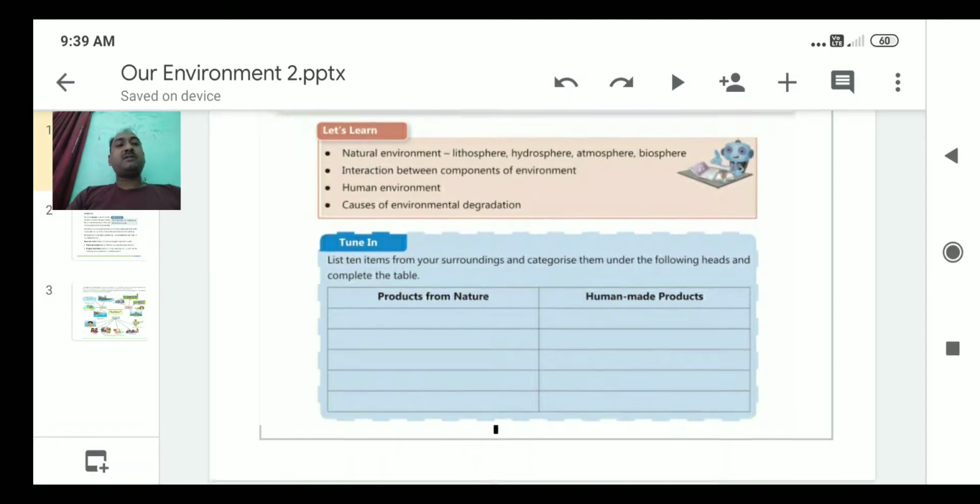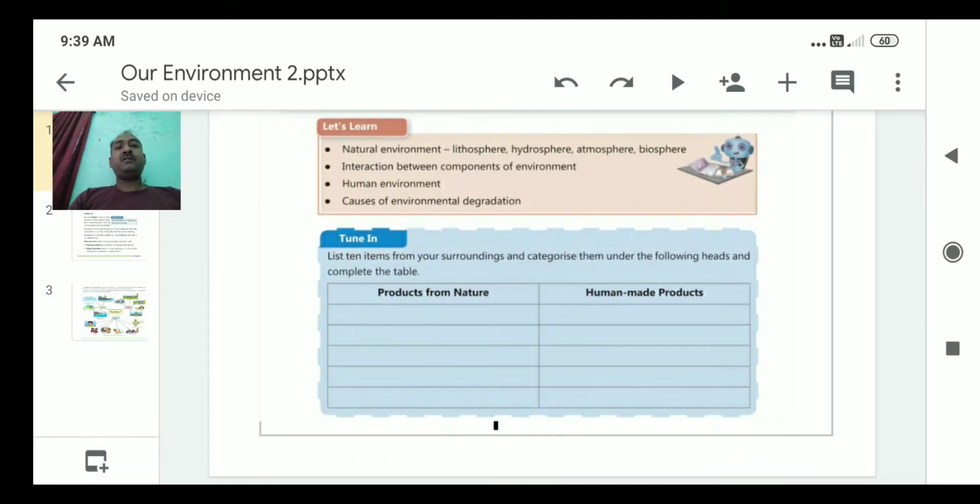Let's begin this lesson. At first there is an activity, and this activity is mentioned to you here. You have to observe your surroundings and try to find out the different natural products as well as man-made products. Here you are going to list down all these things. So these two columns are mentioned to you here. In one column you are going to mention the things which are created naturally, or natural environment, and in the second column you are going to mention the man-made products here. I hope that you have understood this activity.